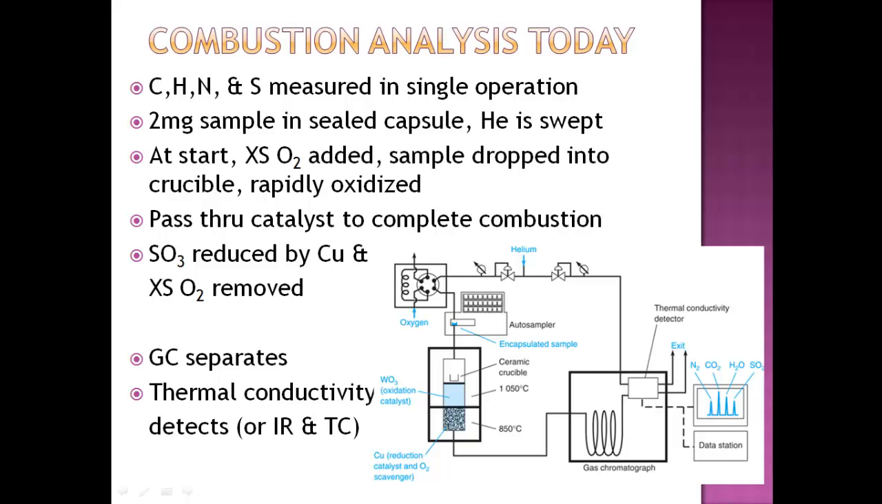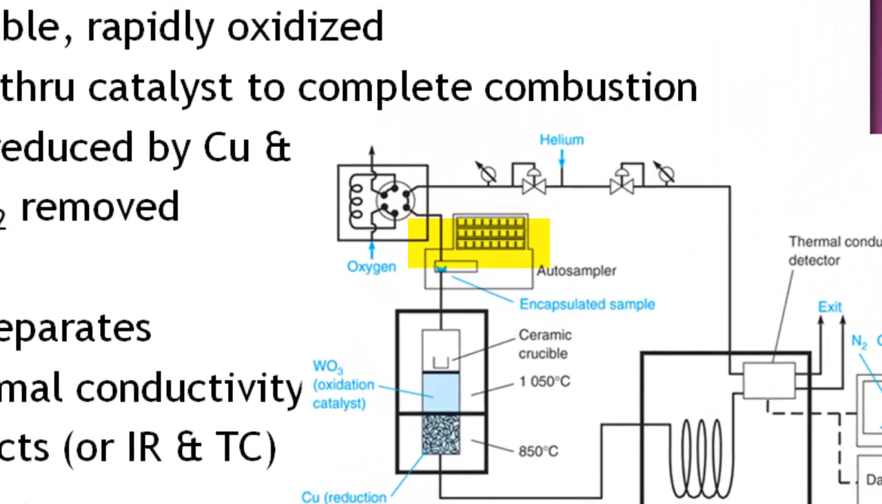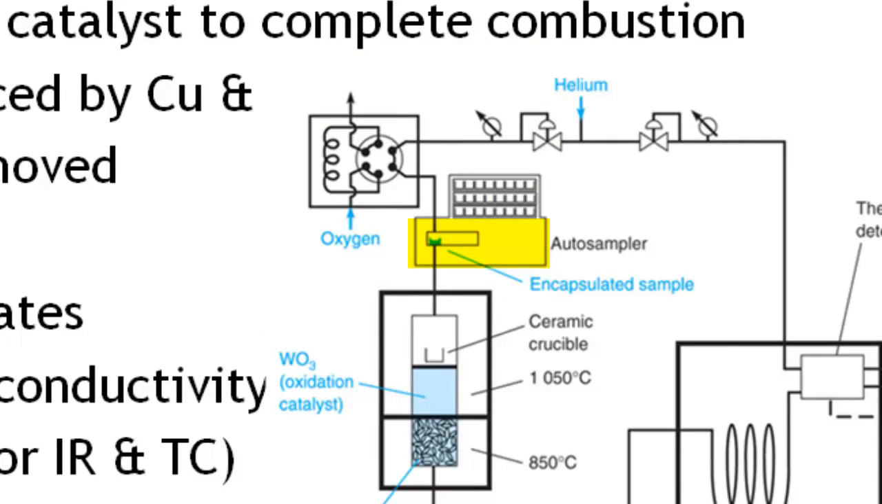It's an elemental analyzer that uses GC, or gas chromatographic separation, to detect carbon, hydrogen, nitrogen, sulfur. And it's actually all measured in one run, in one trial, which is great. So here they put an accurately weighed 2 milligram sample in this little capsule, right? It just happens to be a tin or silver capsule.